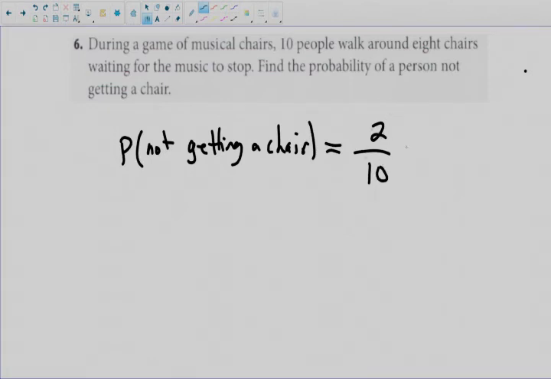So 2 divided by 10 is an easy calculation. You just move the decimal place 1 to the left. So we'll do that one together. And then multiplying by 100 gives 20%. So there's a 20% chance of you not getting a chair in this activity.